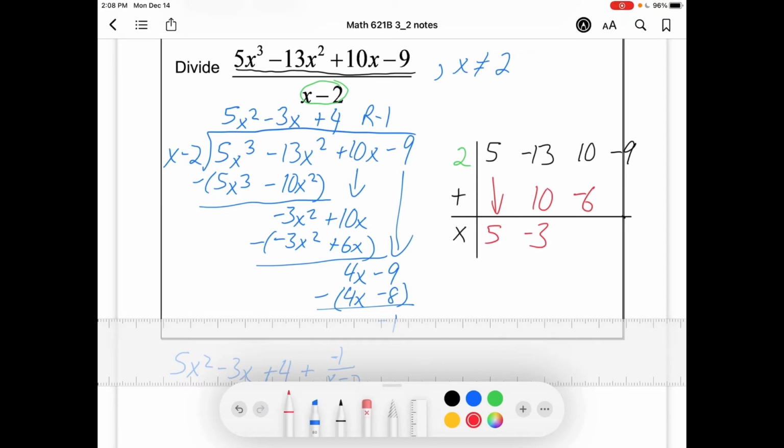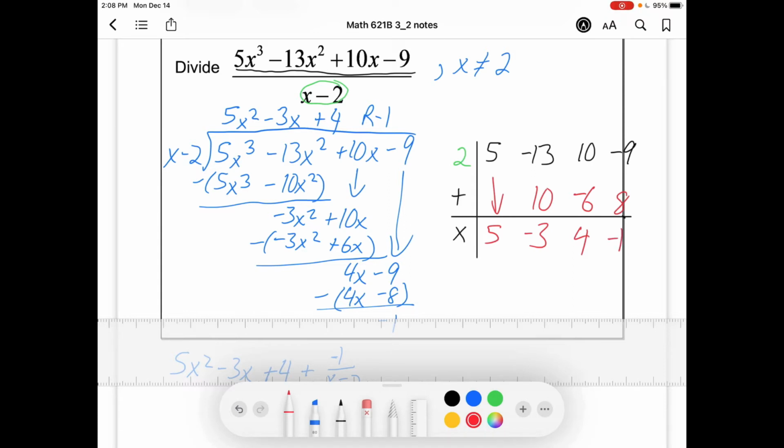10 plus negative 6, just this thing over here. I'm adding them, right? It tells me add. So I get 4. Okay, let me get rid of some of those extra things I drew. And I repeat the process. 2 times 4 gives me 8. I put that up here. And lastly, I just add up that last column. So I end up with -9 plus 8 is -1.